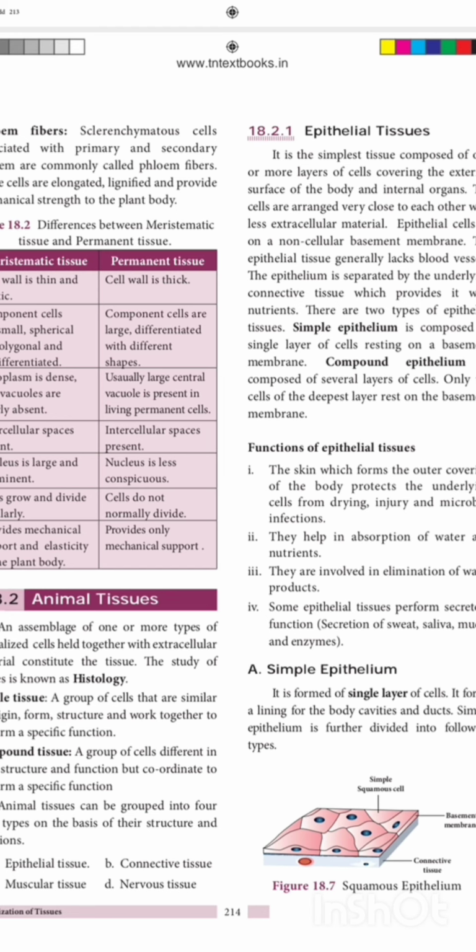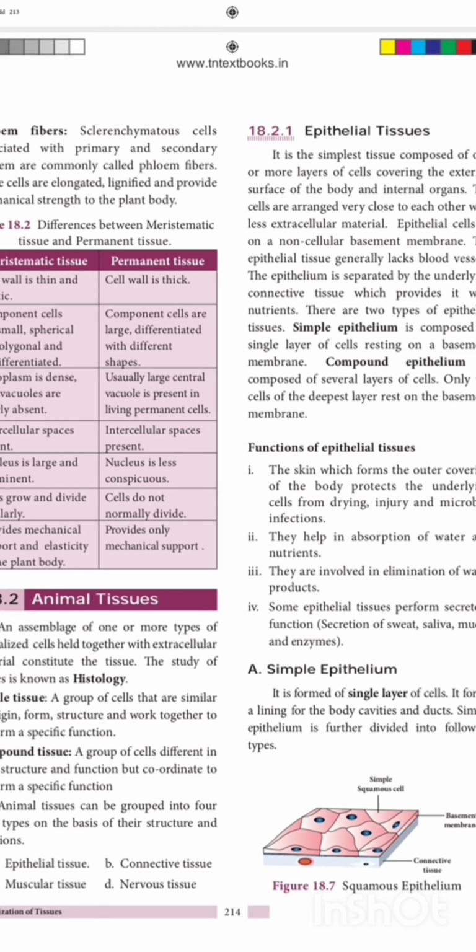Amen. Dear children, we are going to see the remaining part of our 18th lesson, that's from animal tissues. Let's see the lesson detailing. An assemblage of one or more types of specialized cells held together with extracellular material constitute the tissue. The study of tissues is known as histology.